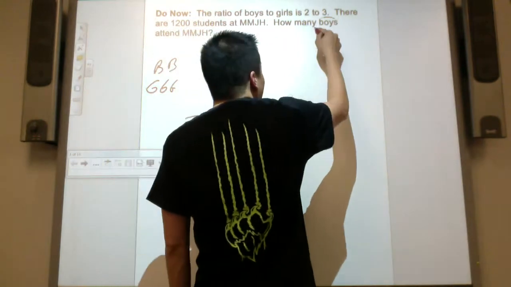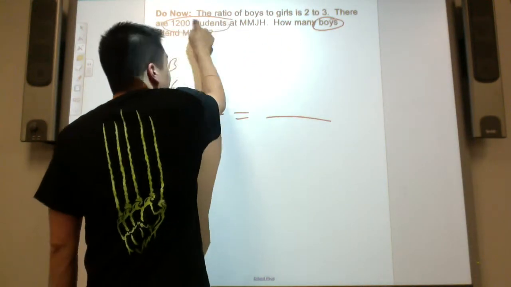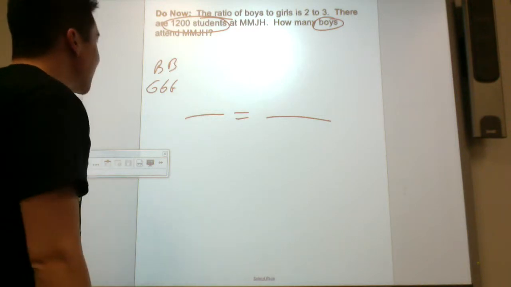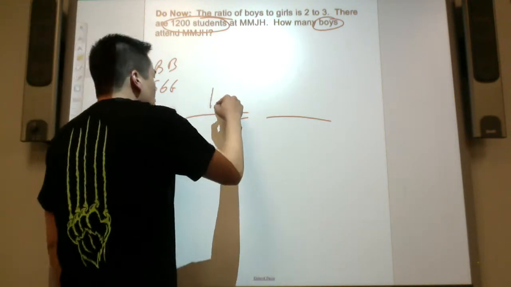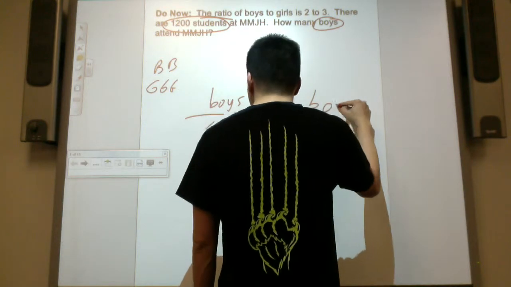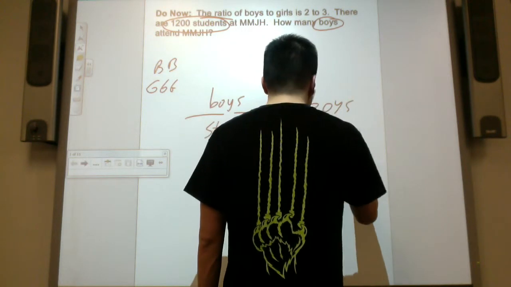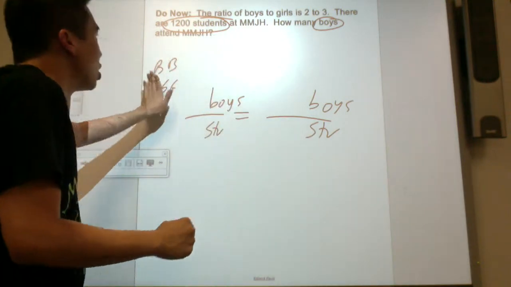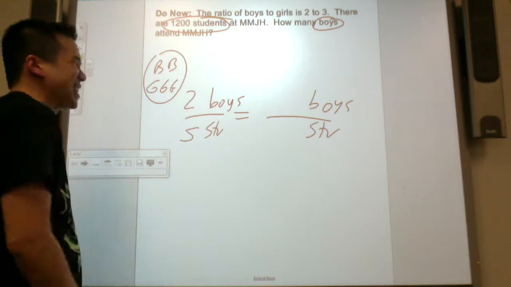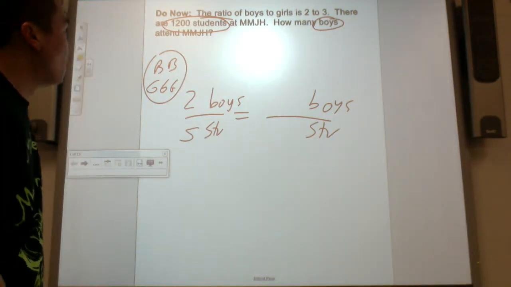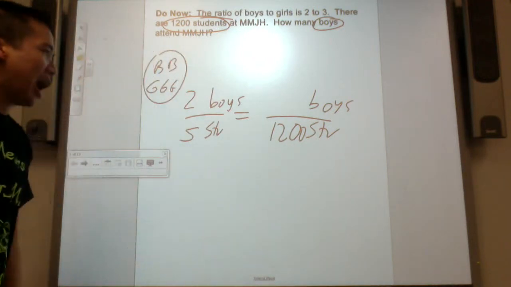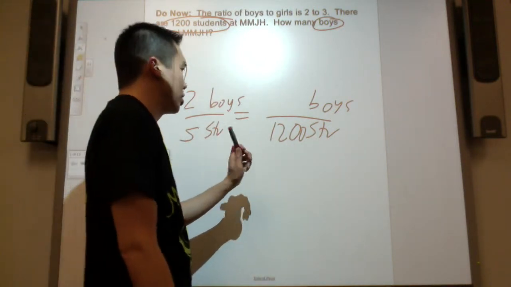So it's asking how many boys attend McMeans Junior High out of 1,200 students. So the labels will be about boys and students, not girls and students, or boys to girls. So according to this ratio, there are 2 boys out of how many students in the set? 5. So if I continue the pattern to 1,200 students, how many boys will there be from 5 students to 1,200 students?